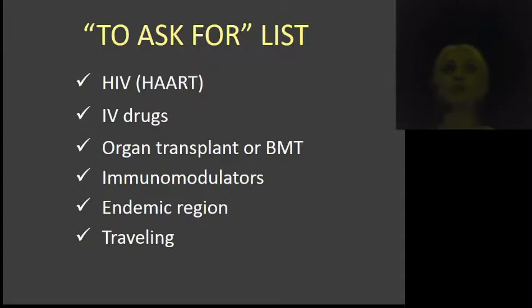So it's very important to ask clinicians, because I assume that they don't write so many things on the referral sheet. So my list to ask before you say something is: is this an HIV patient on therapy or not? Is this an IV drug abuser, organ transplant, BMT? Is this patient on immune modulation therapy? Is he from an endemic region or any other region that you don't know? Or was this patient traveling? This information you will need for the diagnosis.